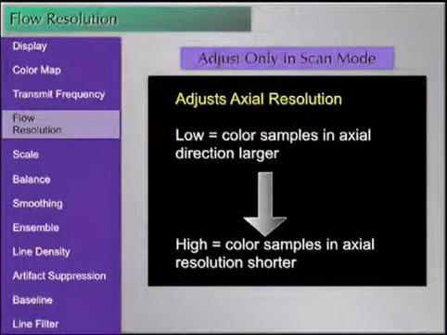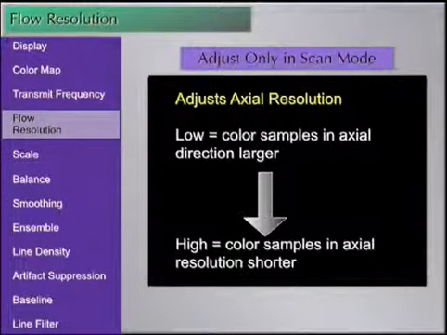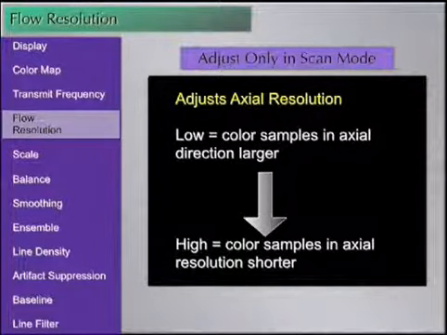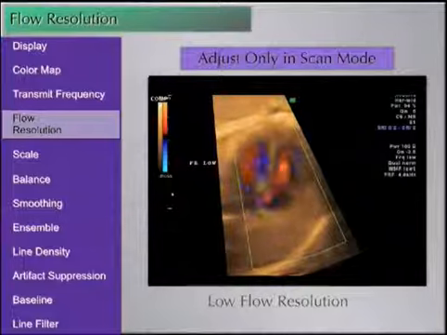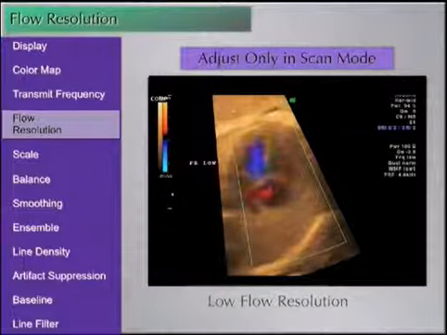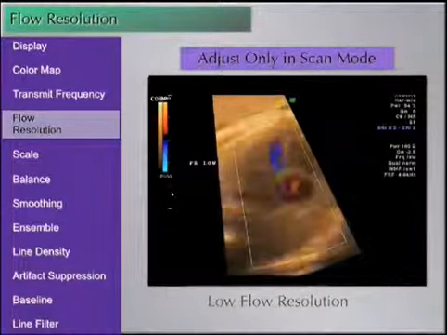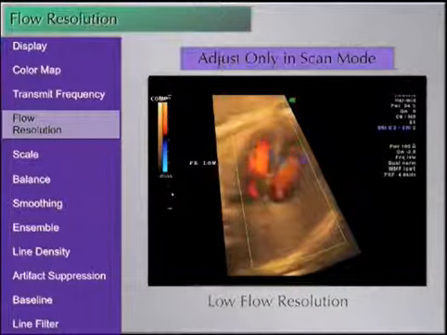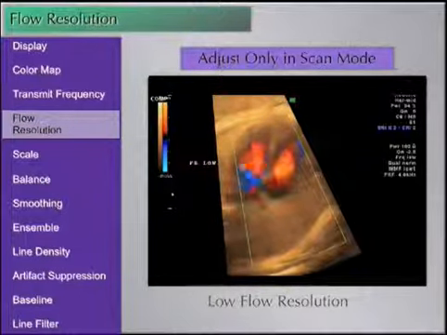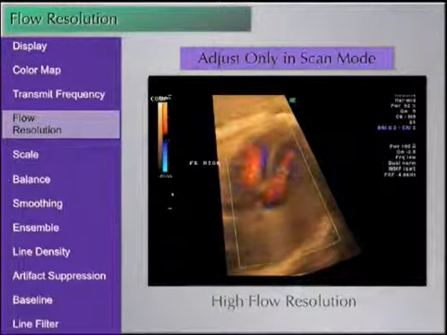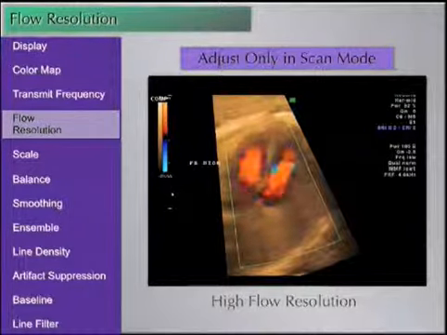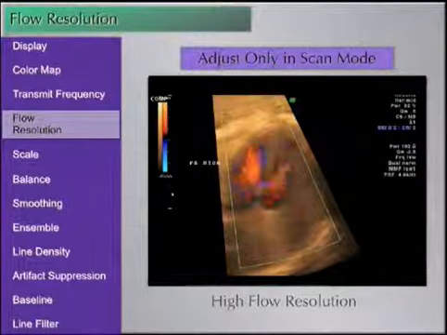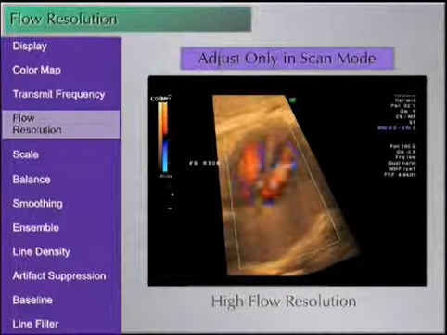Flow resolution adjusts the axial resolution. This is an important setting because it may improve the differentiation between myocardium and the blood pool. The low flow resolution setting demonstrates larger pixels in the color map. This is noticeable at the edges of the color map as blood enters the ventricular chambers. The high flow resolution setting creates smaller pixels of color. Let's toggle between the two views so you can see the difference.